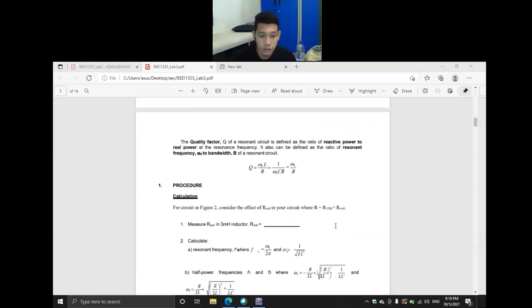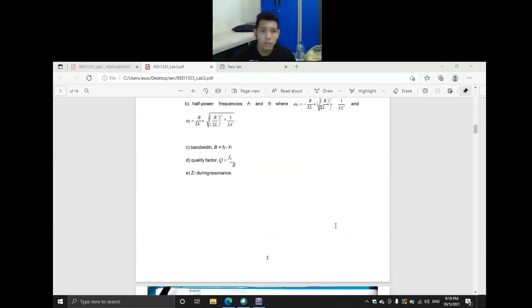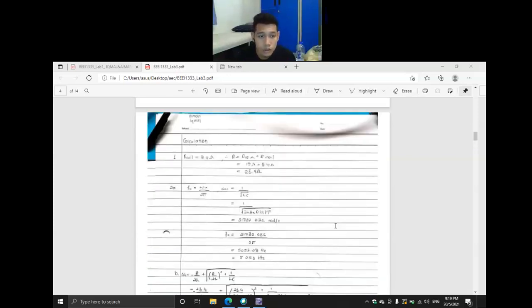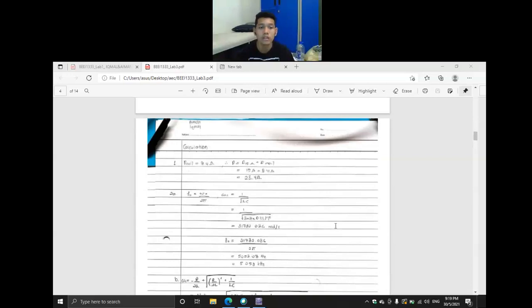So we need to find the resonant frequency, half power frequencies F1 and F2, bandwidth (F2 minus F1), quality factor, and impedance during resonance. So this is the calculation that we did. The R coil is given as 8.4 ohm.